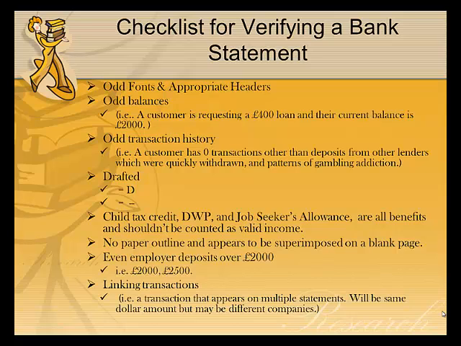Lastly, linking transactions. A transaction that appears on multiple statements will be the same dollar amount but with different companies. As of late, we've noticed that customers are using Apple iTunes for £1.99 as different transactions throughout the month. They may take that same £1.99 and turn it into Texaco, Sainsbury, or etc. It is rare that you receive the same deductions from different companies all within the same time. If you see linking transactions that have the same amount but different names, these are reasons for red flags, and if they have additional red flags that have been checked off your list, this will cause reason for decline.